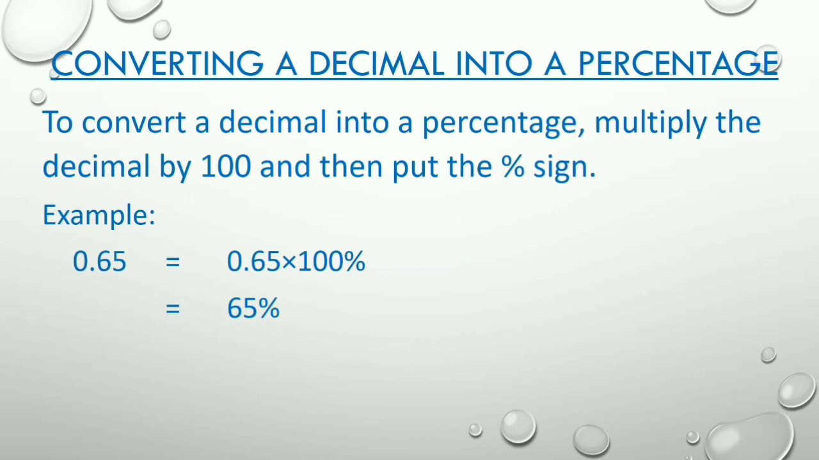That means 0.65 is equal to 0.65 into 100%, or 65%. Therefore, 0.65 is equal to 65%. We can convert any decimal into a percentage by just multiplying by 100 and putting a percent sign.